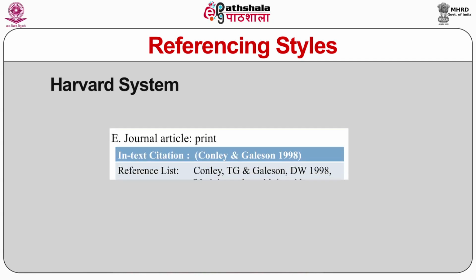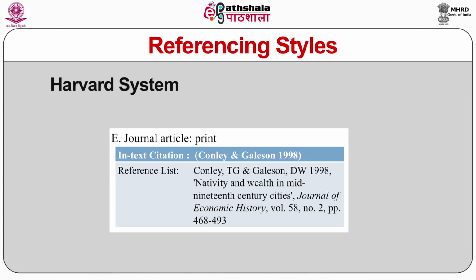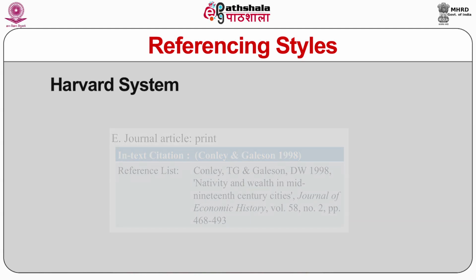In case you are referring to a journal that is in print form, the in-text citation will be the same, within brackets Conley and Galeson 1998. In the references it will be Conley TG and Galeson W in the year 1998. The title Nativity and Wealth in Mid-19th Century Cities, published in the Journal of Economic History, volume 58, number 2, along with the page numbers.